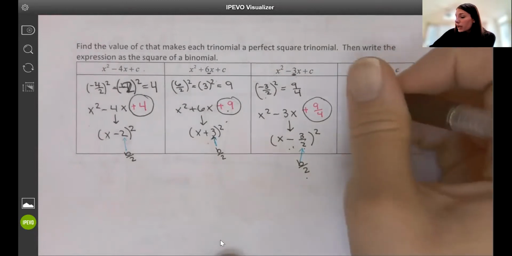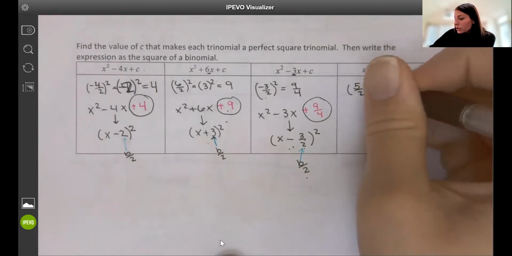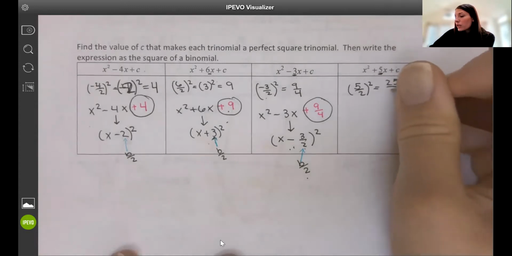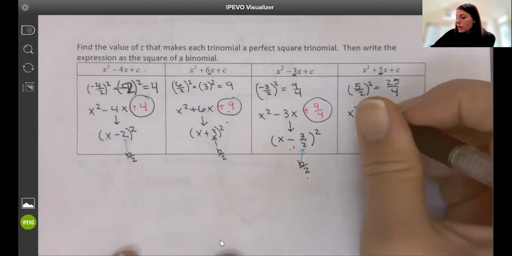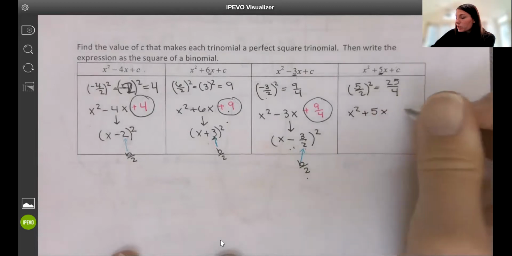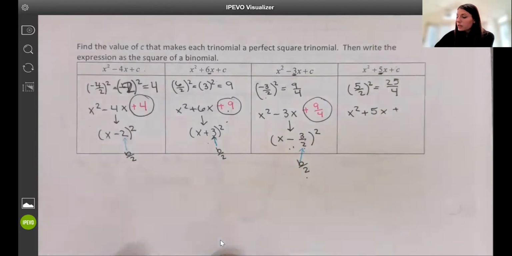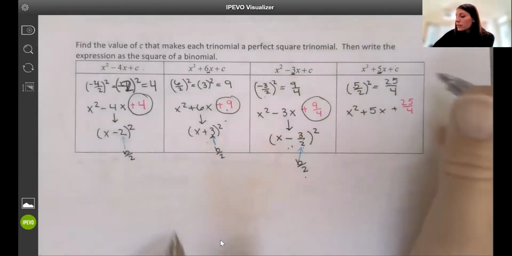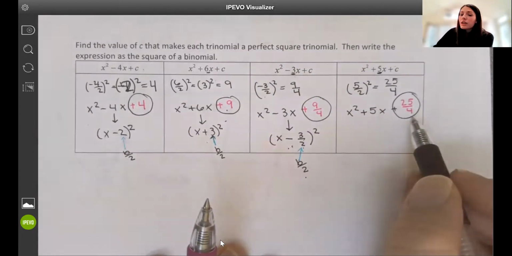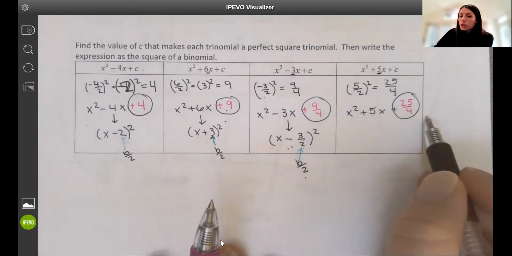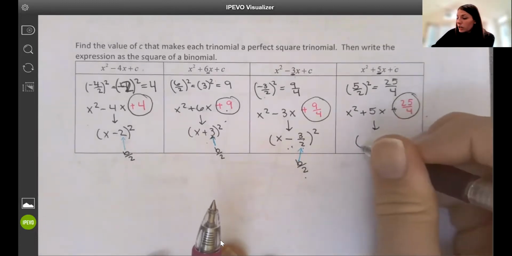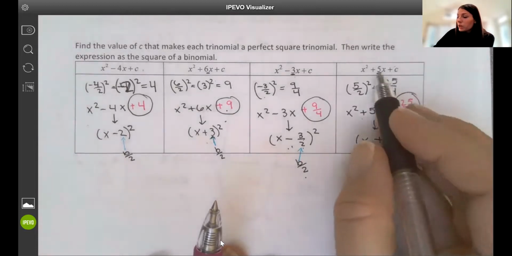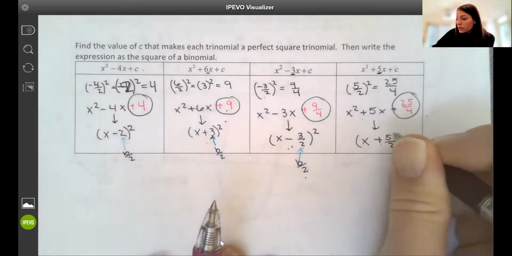So let's look at this last one. Again, it's going to give us a fraction. So I have 5/2 squared, meaning that the c value that I would want would be 25/4. To complete the square, I'd have x squared plus 5x plus 25/4. That's the c value that I want to add on. This creates a perfect square trinomial, and it would factor into x plus, because I have plus here, b/2, 5/2 squared.